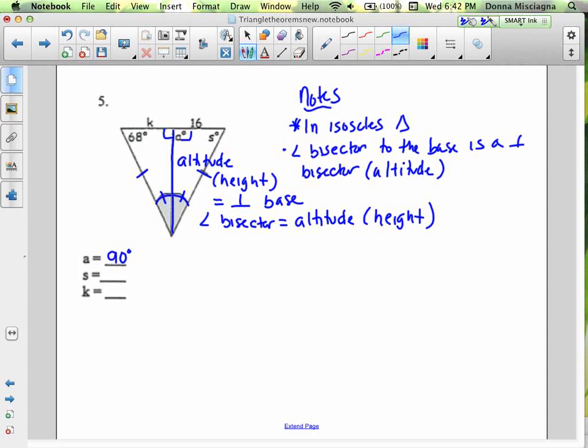So S, right? So here we know this is 90 because the angle bisector is perpendicular to the base in isosceles triangles. Just want to make sure it was really, really clear. So we wrote it 3 times. All right, so S, that's got to be 68 degrees. Actually I better put 2 markings here. We're just using base angle theorem.